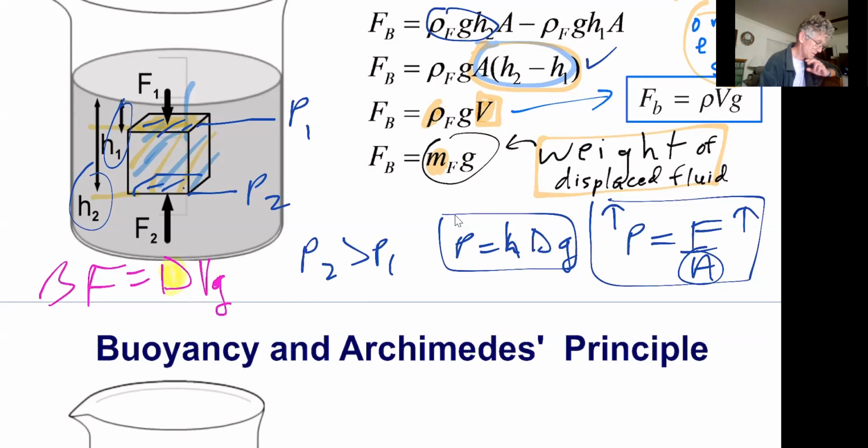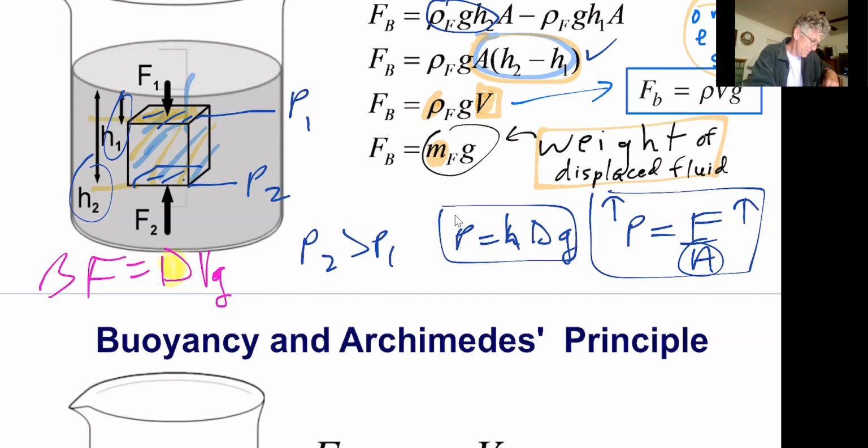The volume is the volume of the fluid that's displaced, or the volume of the object that's underwater, or partially underwater, whatever liquid it is. So the volume can be either the displaced fluid or the volume of the object that's underwater. It's important for you to know that.